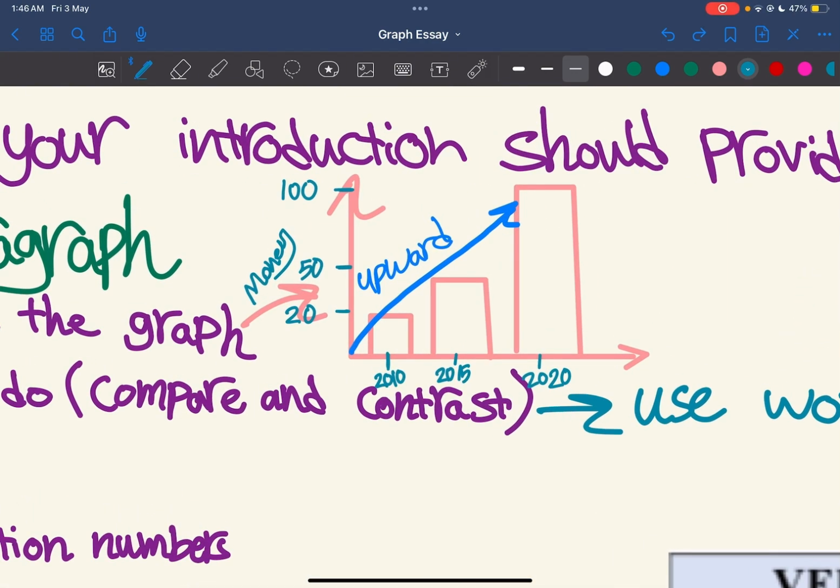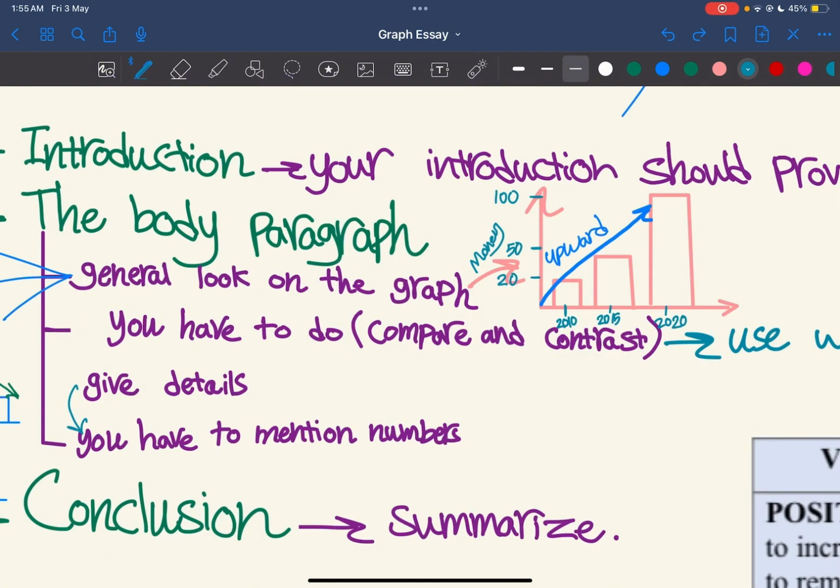To compare and contrast, we have to look at the highest point in this graph and the lowest point in the graph. We can say the peak was in 2020 and the amount of money was 100, and the lowest point was in 2010 and the amount of money was 20.